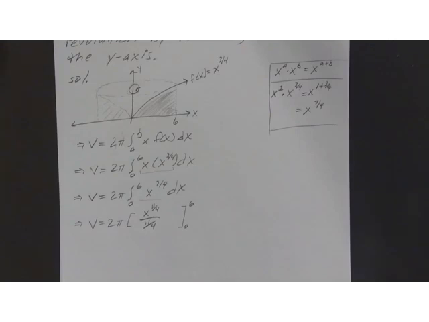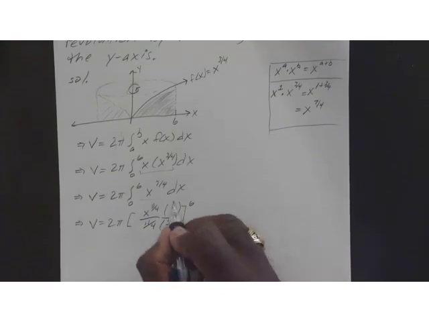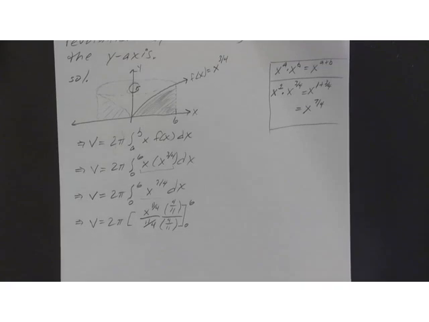Okay, so we want to get rid of that 11/4 in the denominator because it's just too distracting. So we're going to multiply the numerator and denominator by the reciprocal. So we're going to flip that and multiply it by 4/11, and 4 over 11.